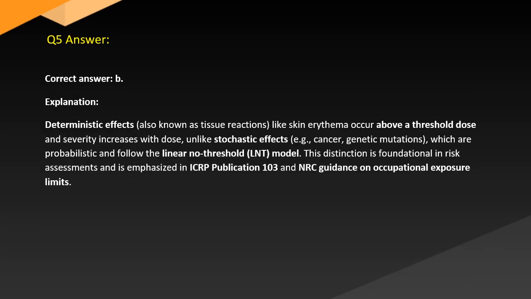Answer. Correct answer: B. Explanation. Deterministic effects, also known as tissue reactions, like skin erythema, occur above a threshold dose, and severity increases with dose. Unlike stochastic effects, e.g. cancer and genetic mutations, which are probabilistic and follow the linear no-threshold, LNT, model. This distinction is foundational in risk assessment and is emphasized in ICRP Publication 103 and NRC guidance on occupational exposure limits.